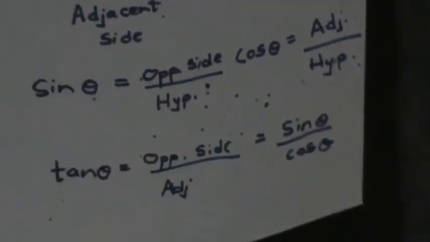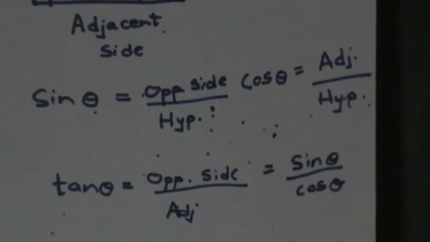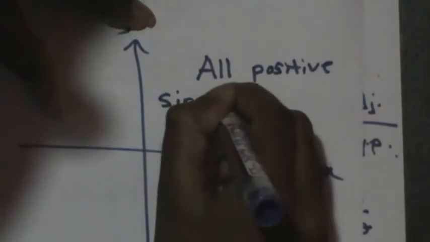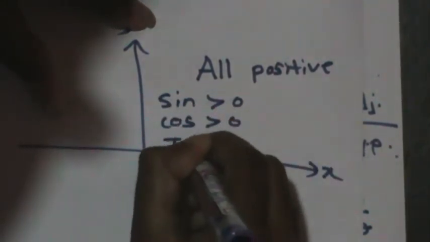So we take the first quadrant to be all positive. Take this one again. This is X and this is Y. So this is the first quadrant. We say all are positive here. That means sine is positive, cos is positive, and tan is positive.